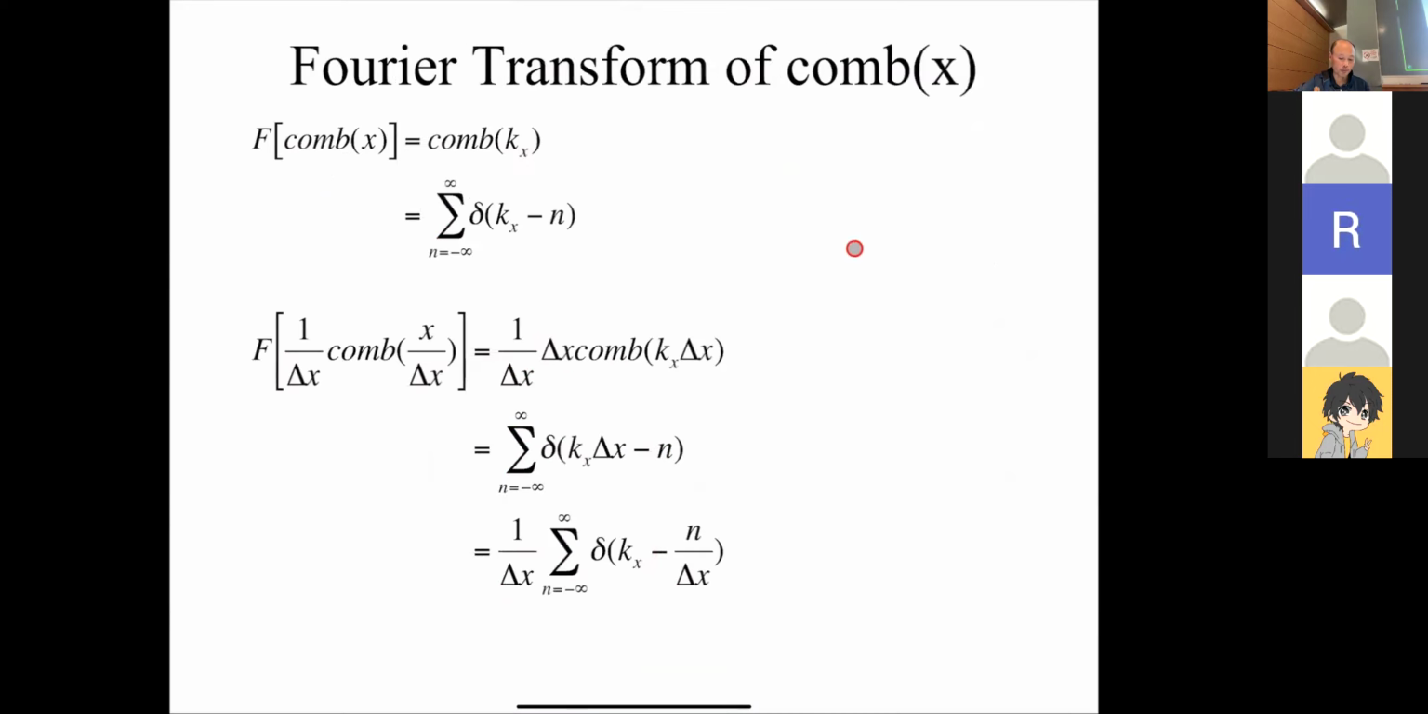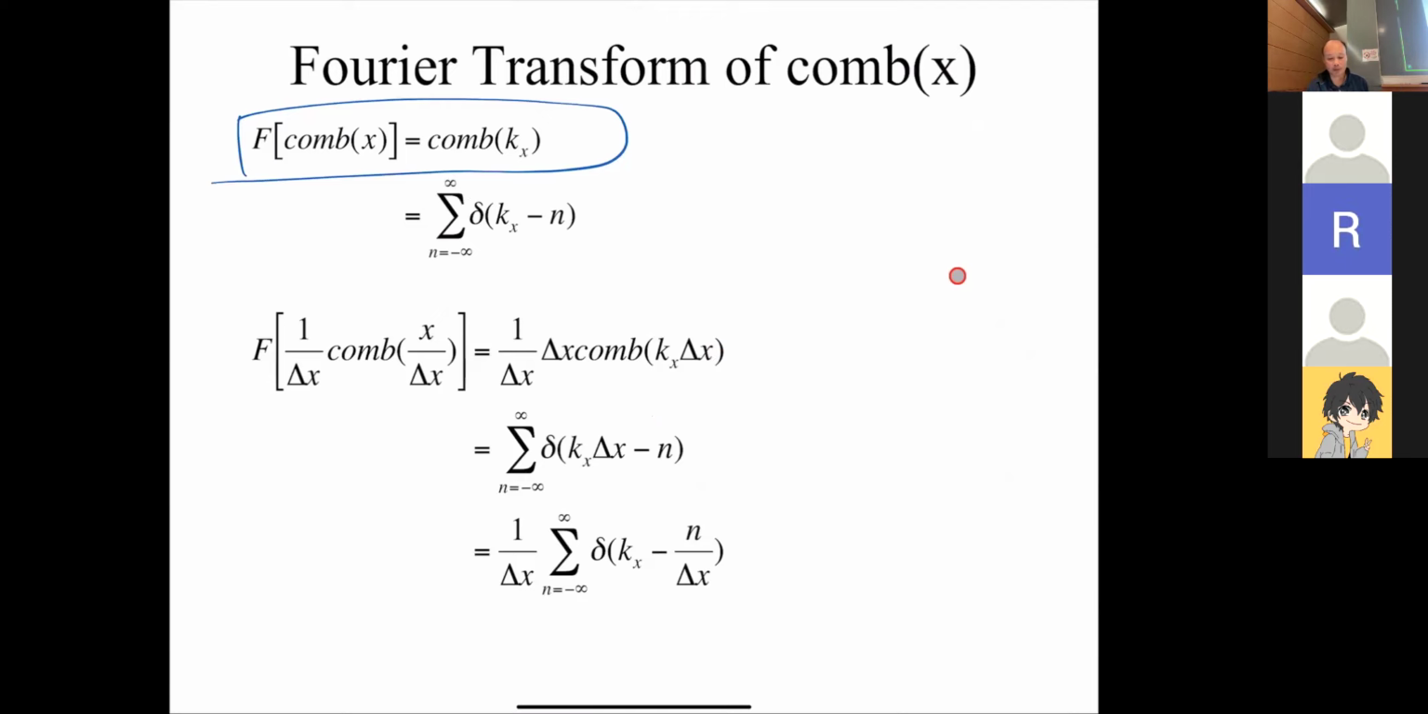And the most important thing is that the Fourier transform of a comb is just a comb. So if I have a comb with a spacing of delta x in one domain, then by the scaling theorem, it has to have a spacing of 1 over delta x in the other domain.